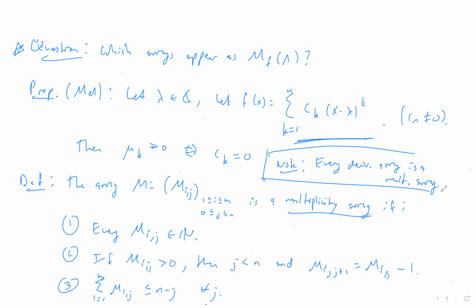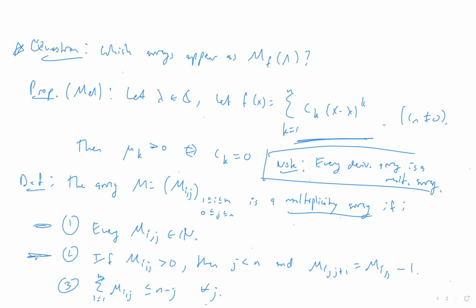So another way to think about this is you look at these derivative arrays and you say, what are some immediate constraints on these arrays that come to mind? And you write those down. You say any array that satisfies these obvious constraints, we're going to call a multiplicity array. So okay, this first condition is obvious, right? You're looking at multiplicities of zeros. These have to be natural numbers.